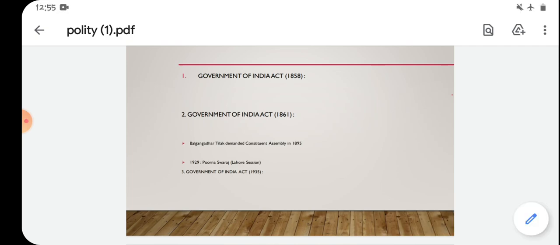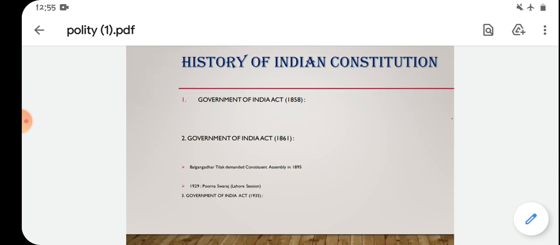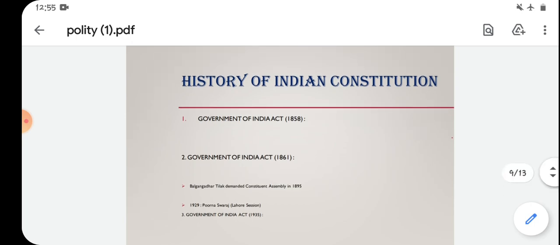Okay, what is the August Offer? According to the August Offer, what happened? Dominion status was provided to India. Dominion status was given to India. And besides this dominion status, besides this equal status, the Constituent Assembly was accepted, not set up actually, it was accepted, in the year 1940. See, the struggle for an independent Indian constitution started long ago, from the year 1895.